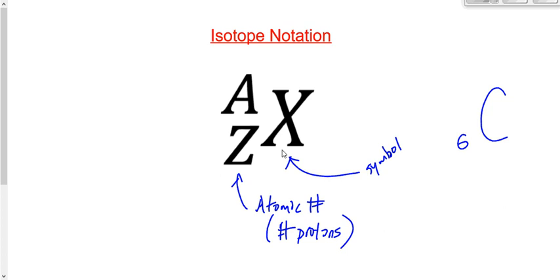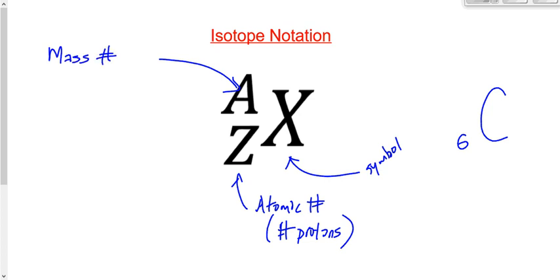You want to identify what type of element you have given that atomic number? Find it on your periodic table. Look for the smaller of the 2 numbers. That will be the atomic number. That will be the number of protons. This number up here, given by the letter A, is your mass number.